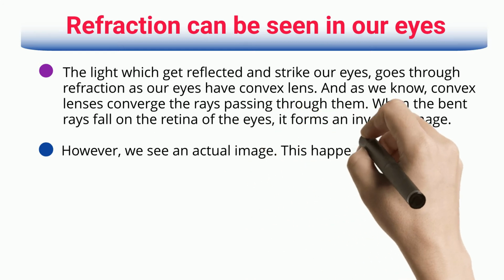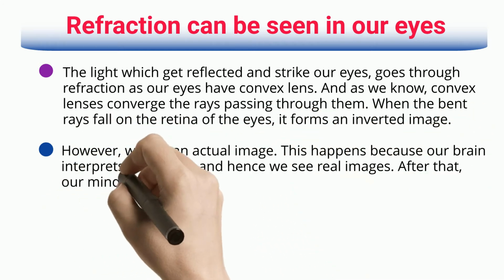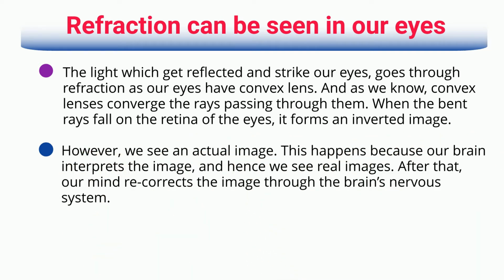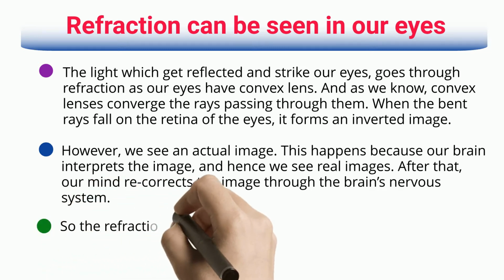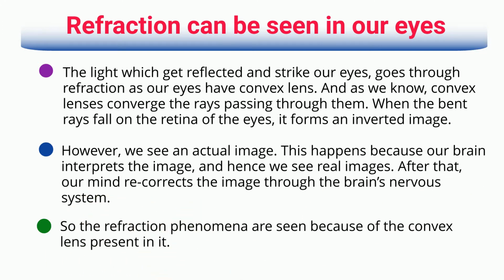However, we see an actual image. This happens because our brain interprets the image, and hence we see real images. After that, our mind recorrects the image through the brain's nervous system. So the refraction phenomenon is seen because of the convex lens present in the eye.